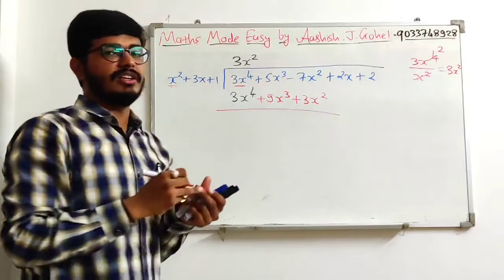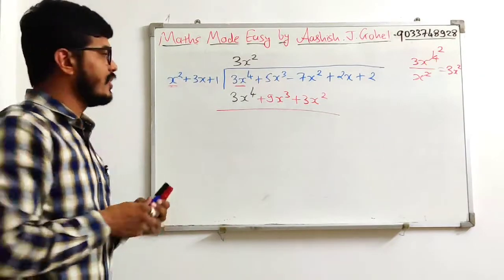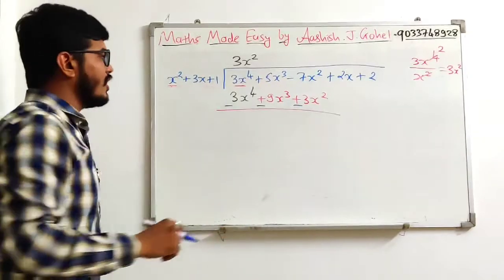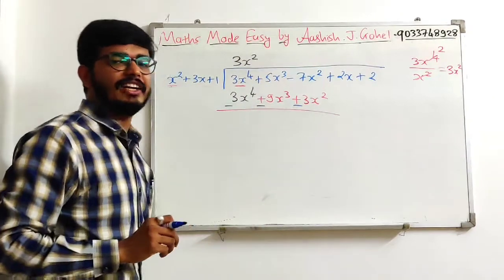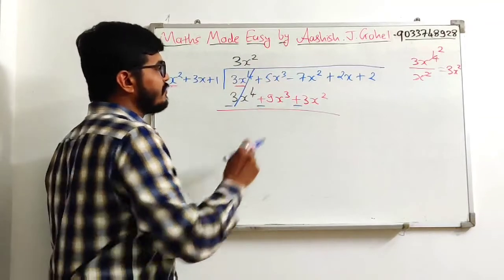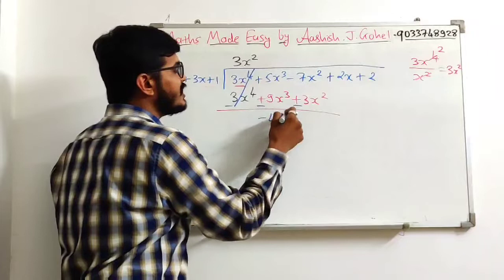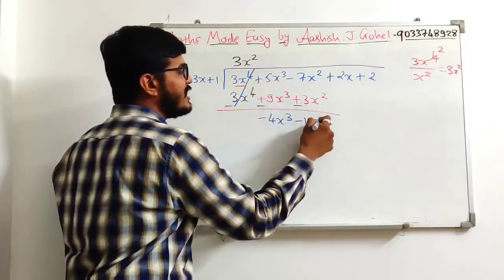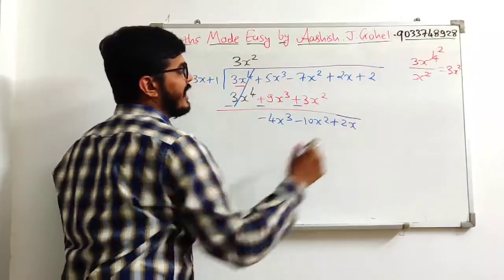Now in division, after writing such an expression, we need to change the signs. Plus becomes minus, minus becomes plus. Here all three terms are positive, so we will replace those positive signs with negative ones. Then we will do the addition and subtraction. Here this term is cancelled. 5x cubed minus 9x cubed will be minus 4x cubed. Here minus 7x squared minus 3x squared will be minus 10x squared. And we will bring down one term from here, and that is 2x.